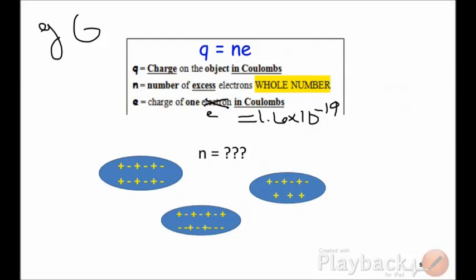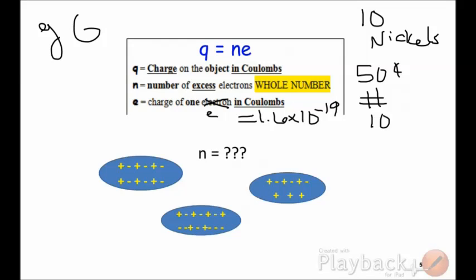Okay, so let's think about this. This equation makes complete and utter sense. If I had, let's go with 10 nickels, and I was to ask how much money I had, you would tell me I have 50 cents. How did I get that? Well, I multiplied the number of nickels I have, which was 10, by how much each one is worth, which is 5 cents. If I was to do that with charges, I would count the number of excess I have times the charge of each one. Q equals NE makes perfect sense.